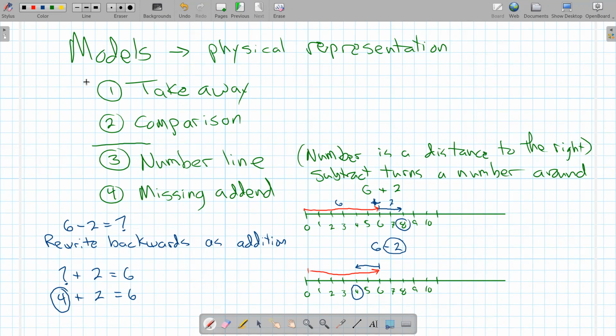So we've got models. Models are our physical ways of thinking about what something means. In this case, subtraction. Takeaway, physical situations where we lose stuff, we give away maybe, like when I have to pay for something. Comparison, when we're comparing two different sets, but there's no taking or giving. We're just saying, hey, how are these two different? Number line, like a comparison, but drawn on a number line with little arrows or jumping around on the number line. And the missing addend where we rewrite it as addition. So those are the models.